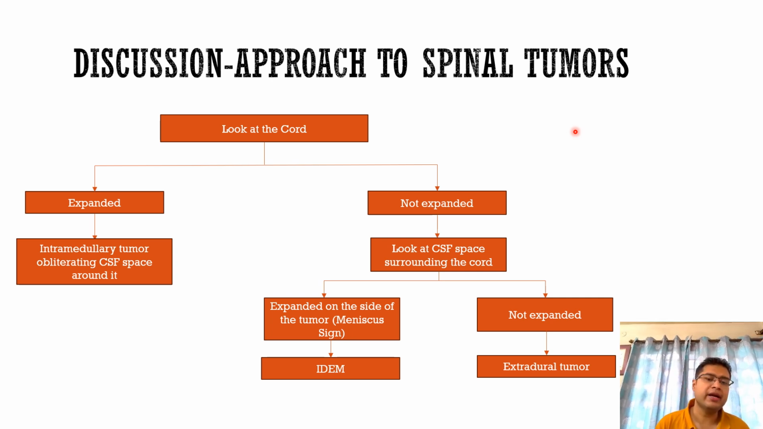If the cord is not expanded, we look at the surrounding CSF space. If the CSF space is expanded at the site of the tumor, causing displacement of the cord to the opposite side, then it's actually an intradural extramedullary lesion giving a meniscus sign. If the CSF space surrounding the cord is not expanded, then it's actually an extradural tumor. Intradural extramedullary tumors include meningioma and schwannoma, and one of the cases I had in my second case discussion was a meningioma. Extradural tumors can be vertebral tumors or metastasis.